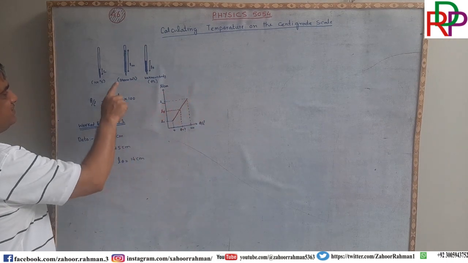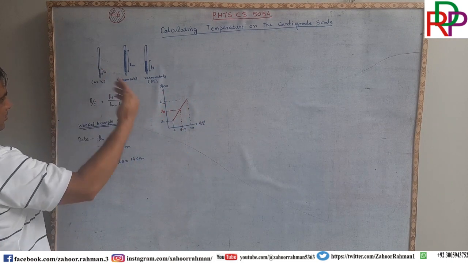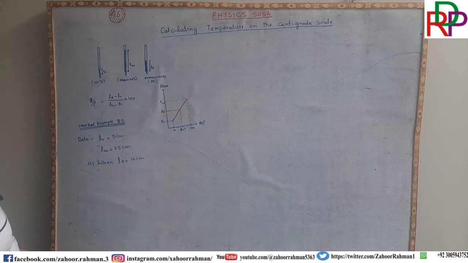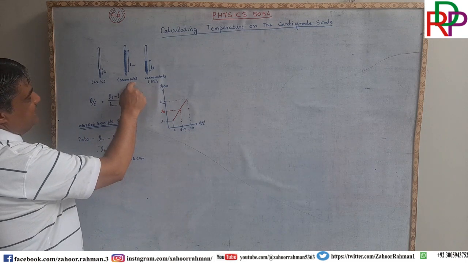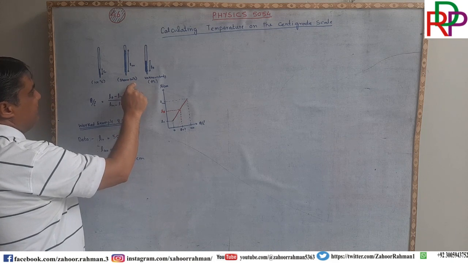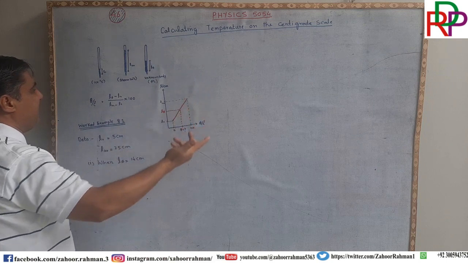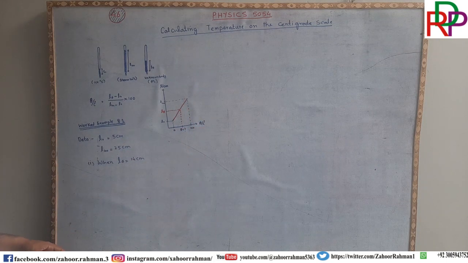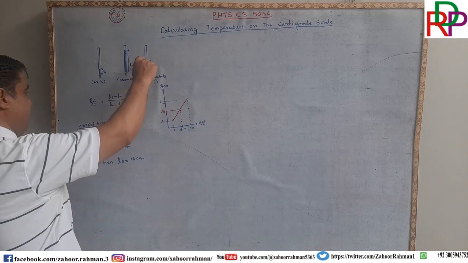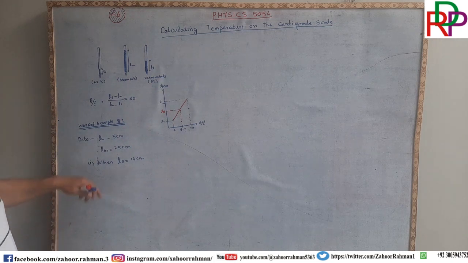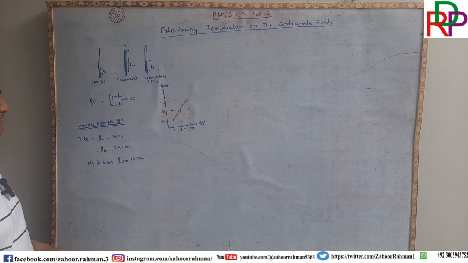So there are three quantities. One is L0, meaning ice point; L100, meaning steam point at 100 degrees Celsius; and L theta. These are the conventions used in finding the unknown temperature, not by the volume expansion but by the length of the mercury level. So we cannot write it from our own side. You have to follow the international conventions.